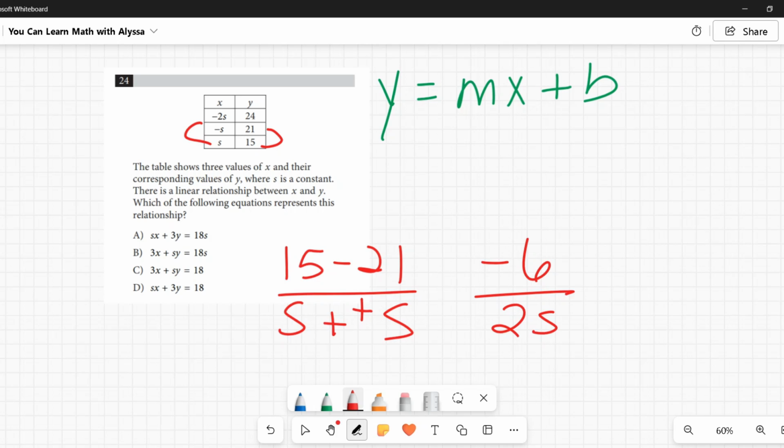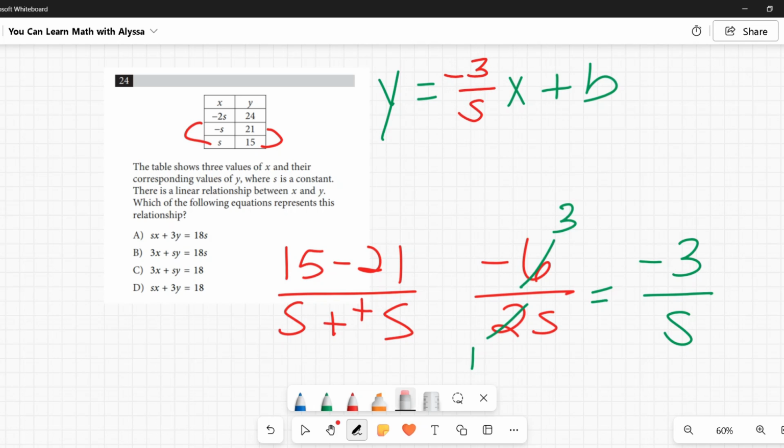So I can simplify this because 2 goes into both negative 6 and 2. It goes into 2 one time, and it goes into negative 6 3 times. So my slope is negative 3 over s. Okay, so now I know my slope. That is negative 3 over s.